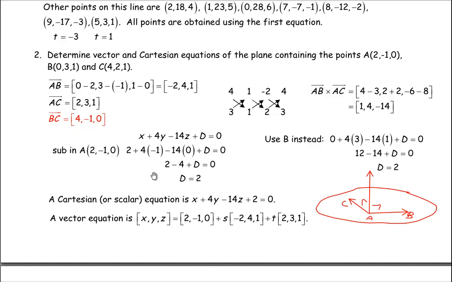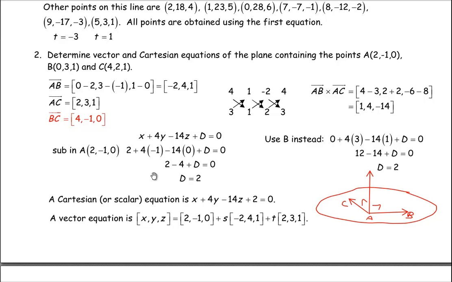And so I substituted a point in, the 2, negative 1, 0 point. So 2 goes here, negative 1 in place of y, and 0 in place of z. And so this would be 2 minus 4 minus 14. Of course, that's 0. The 14's gone, sorry. So 2 minus 4 plus d, so d works out to be 2, because it'd be negative 2 plus d is 0, so d would have to be positive 2.